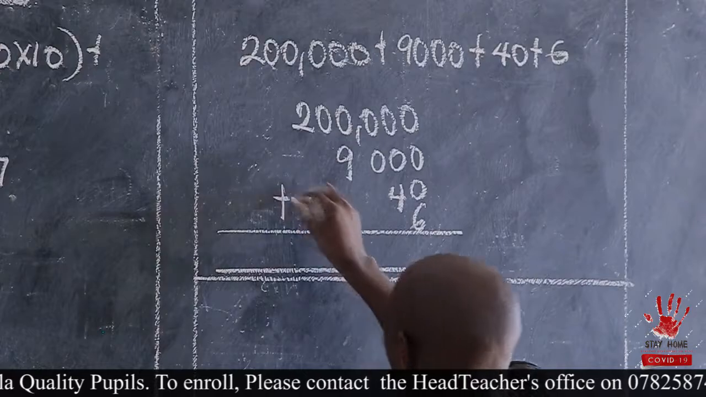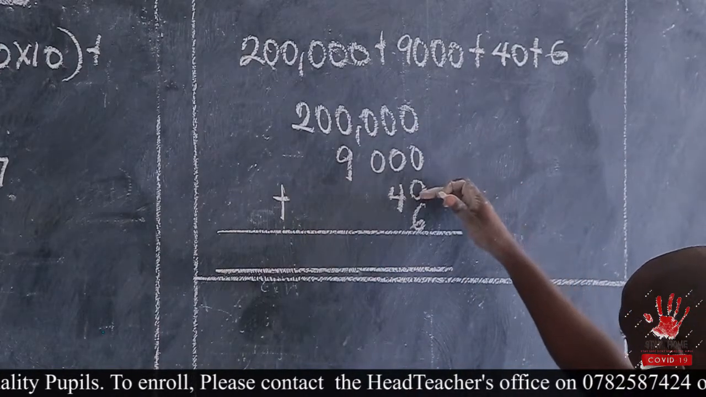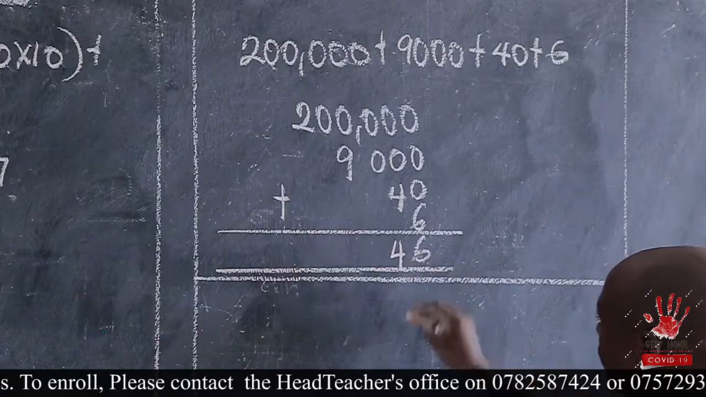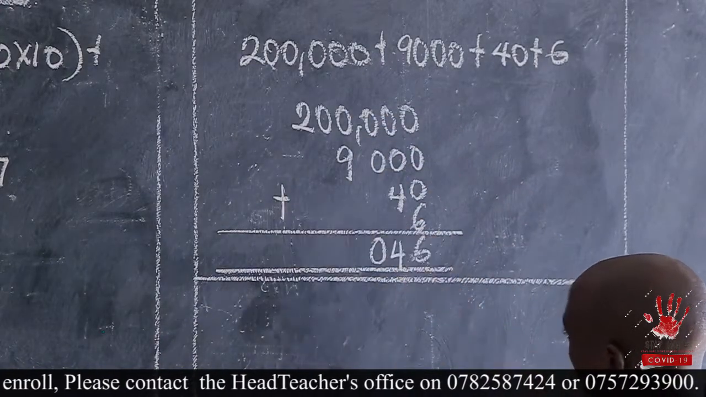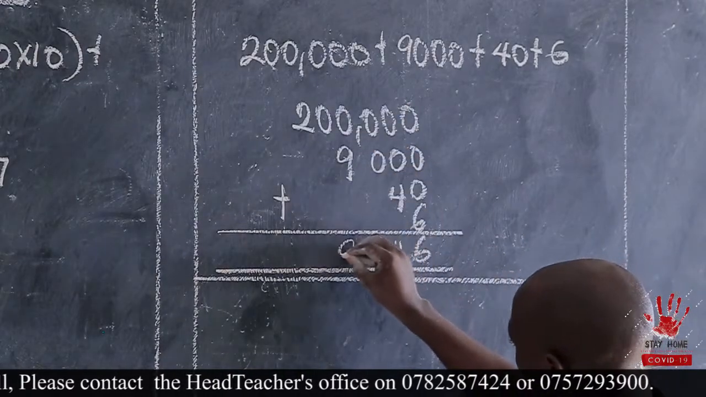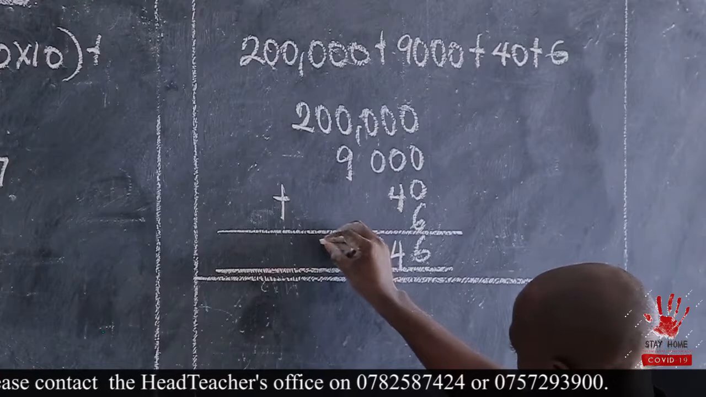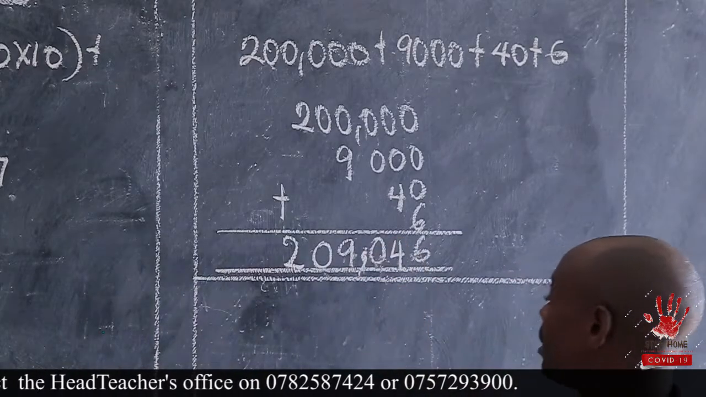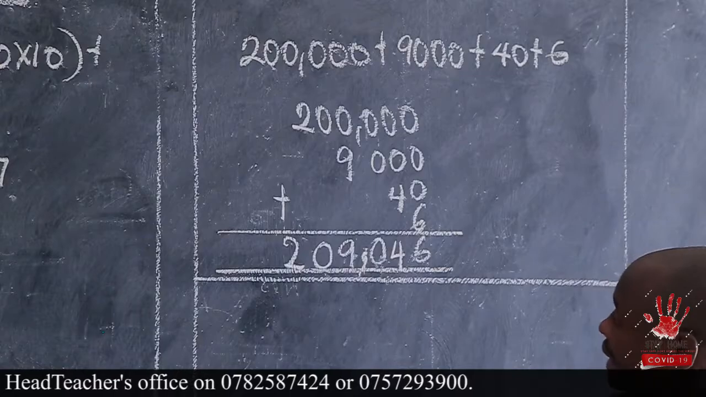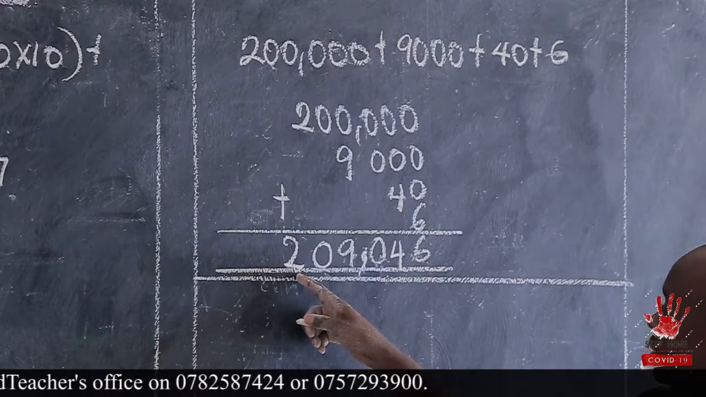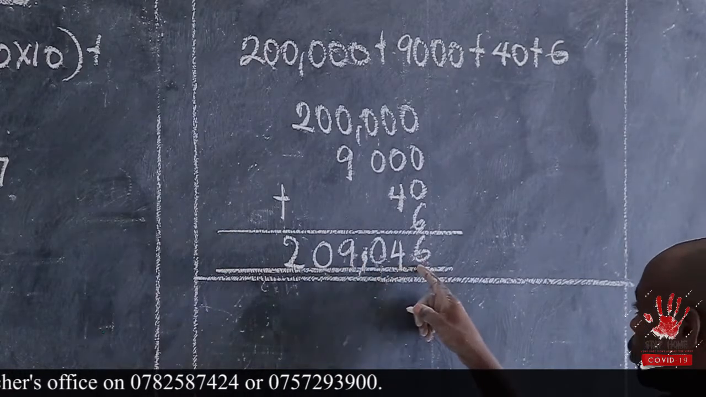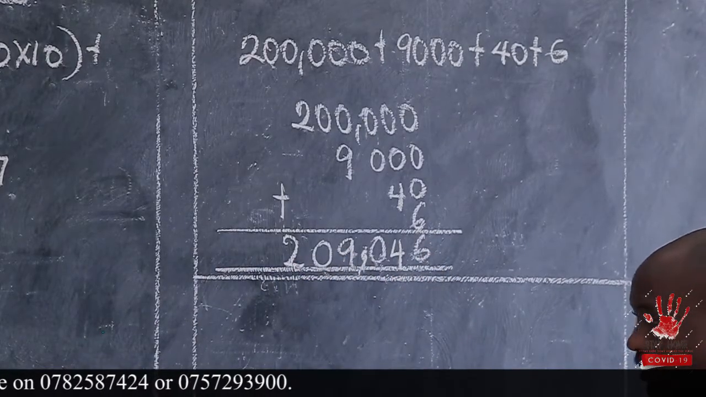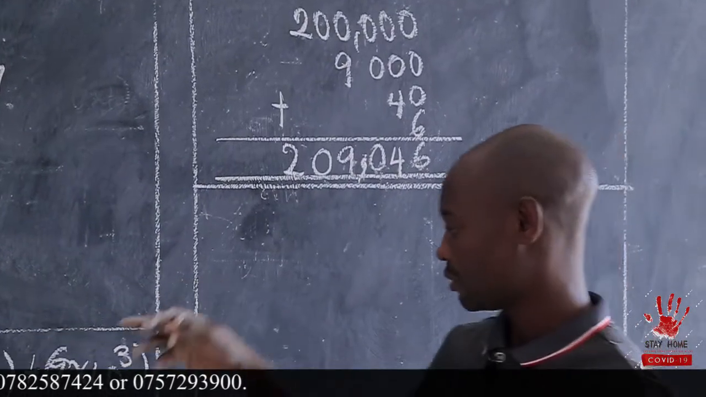Okay, we are adding. So in ones we have 0 plus 0 plus 0 plus 6, we are getting 6. 0 plus 0 plus 4, we are getting 4. 0 plus 0, we are getting 0. 0 plus 9, we are getting 9. 0 plus nothing, we are getting a 0. And 2 plus nothing, we are getting a 2. The number which was expanded to give this one is 200,209,046. That is the number which has been expanded to give this one.